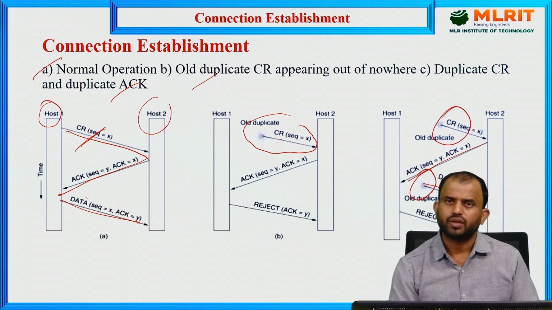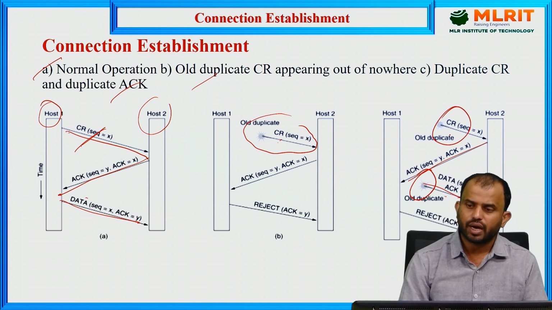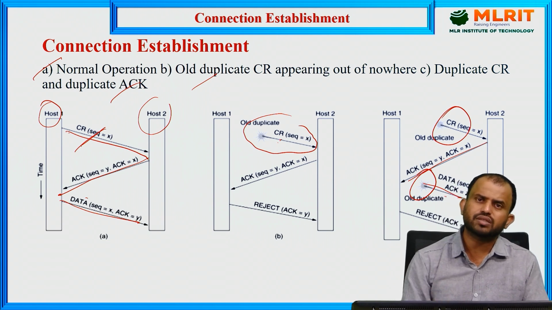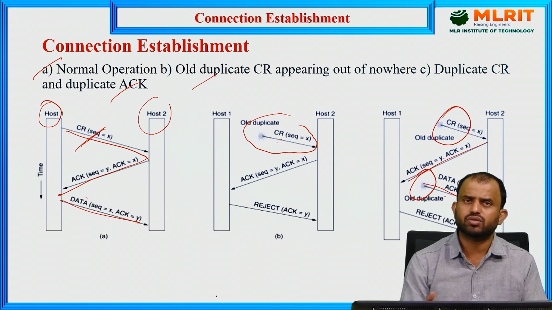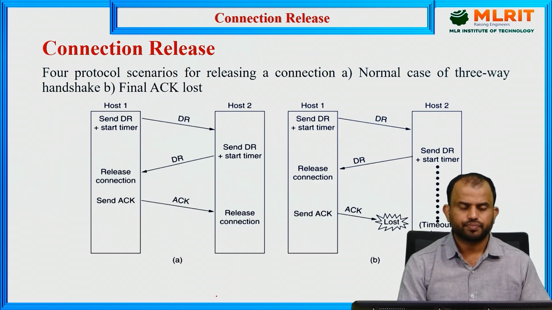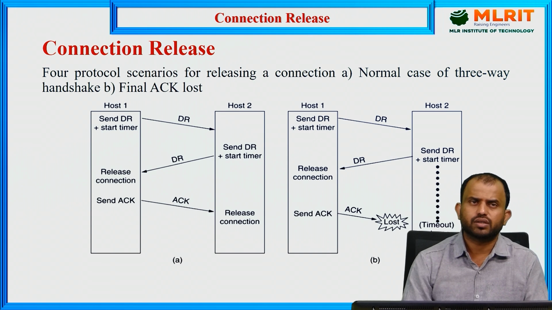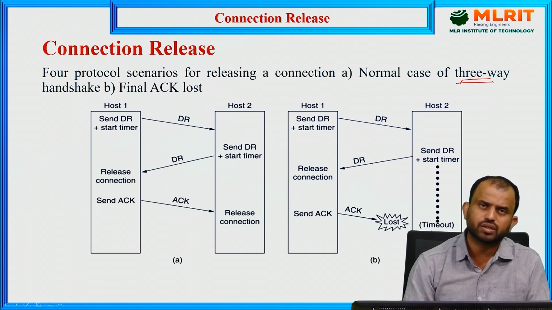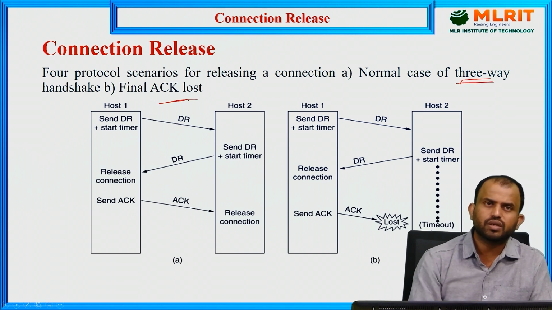So here a duplicate of the connection request is raised and a duplicate of the data acknowledgement is raised. There may be a chance to get a positive acknowledgement or a negative acknowledgement. And similarly, connection release. In this connection release mechanism, we have four protocol scenarios to release the connections. One is the normal case, a three-way handshake mechanism, as well as the final acknowledgement lost mechanism.